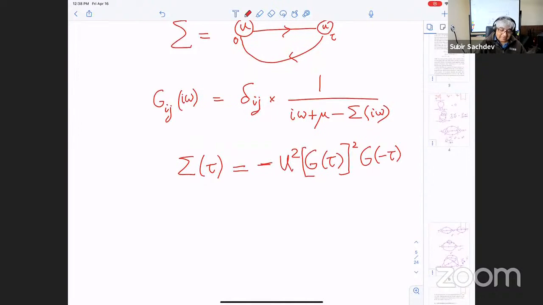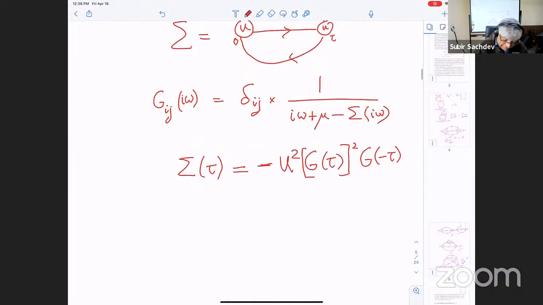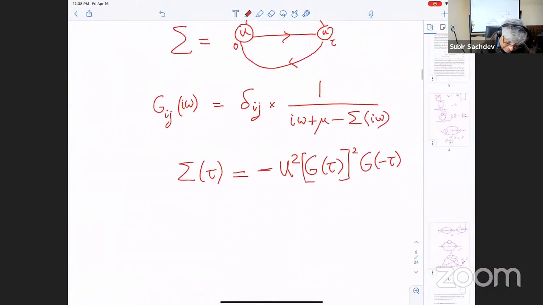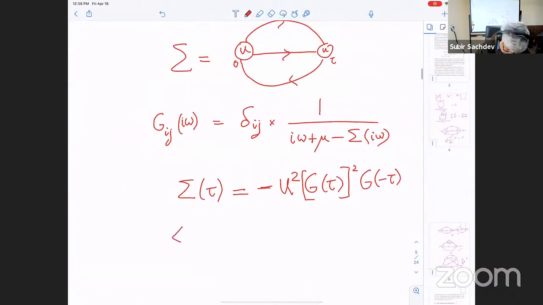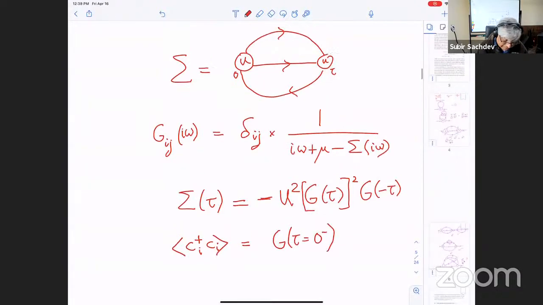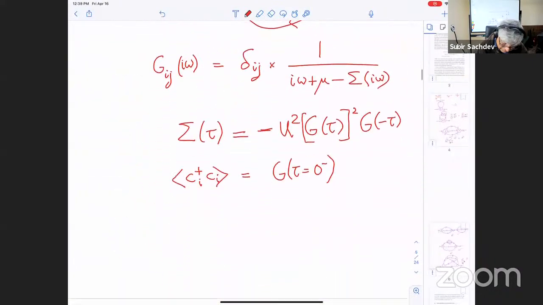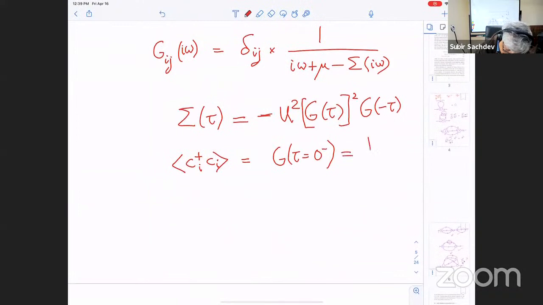And finally, you also have the, let's look at half filling. And at half filling, the C dagger C, on any site, no sum over i, should equal basically G of tau equals zero minus, with no minus sign, I believe. Let me double check, yep. And that should equal, we're going to focus on the case 1/2.